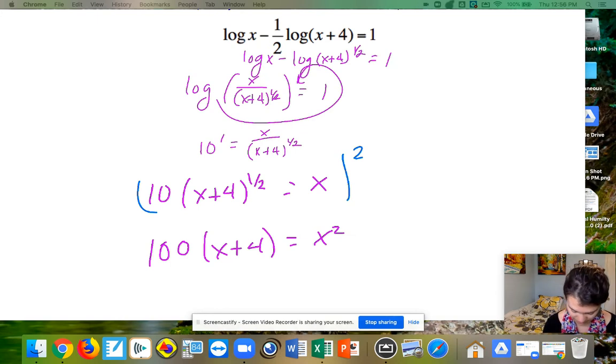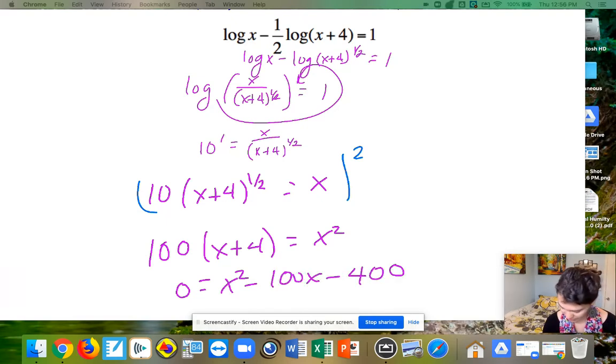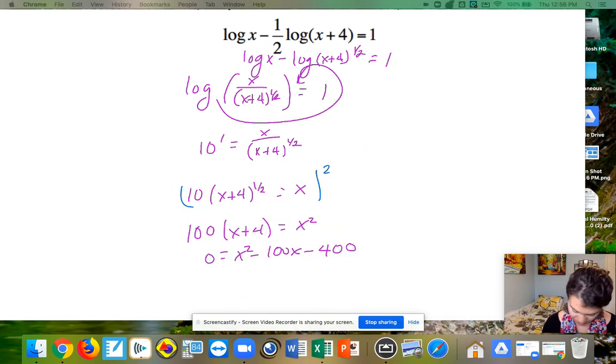So you'll have 0 equals x squared minus 100x minus 400. Bring it all to one side. You can try and factor this, but it's not going to work. So we have to use the quadratic formula. I'm going to make this a little smaller again so I have room for the quadratic formula.